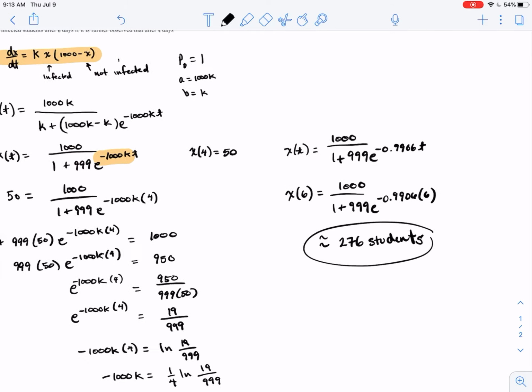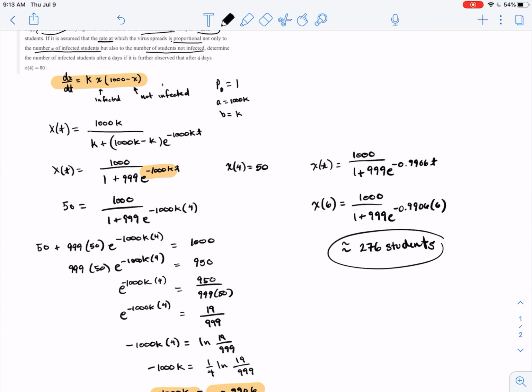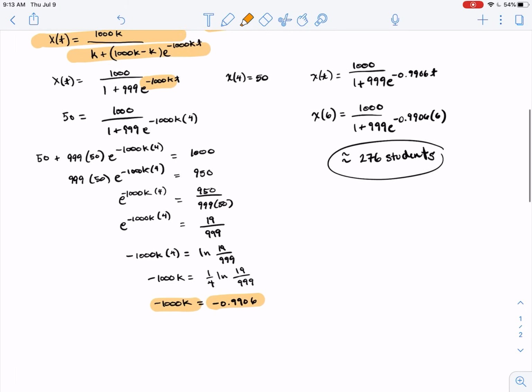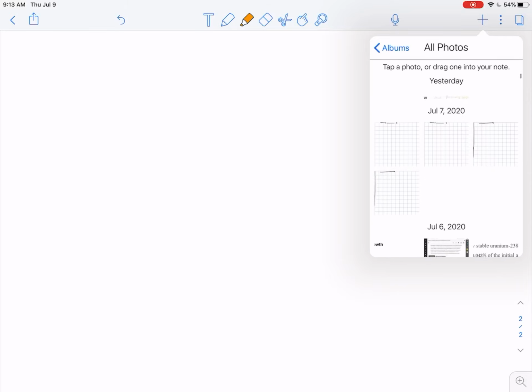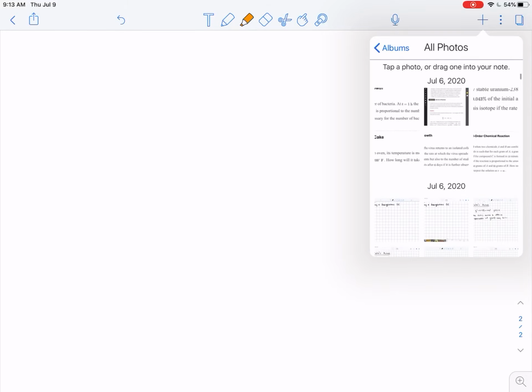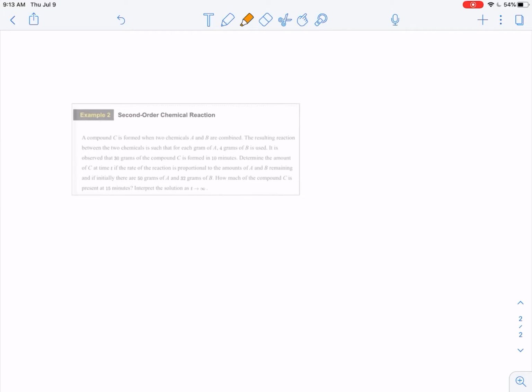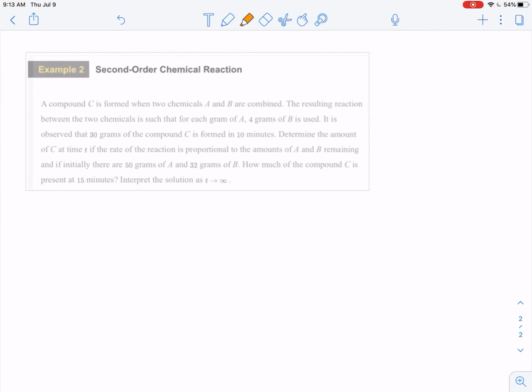Okay. So that's the first example that we have here. And again, the main thing when you're doing these is like what I did in the first step, try to just compare your values that you have, and then you'll be able to set up your equation here. Okay. Now the next one that I want to do is going to be second order chemical reaction.